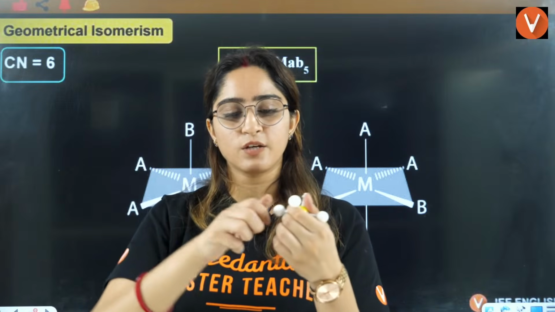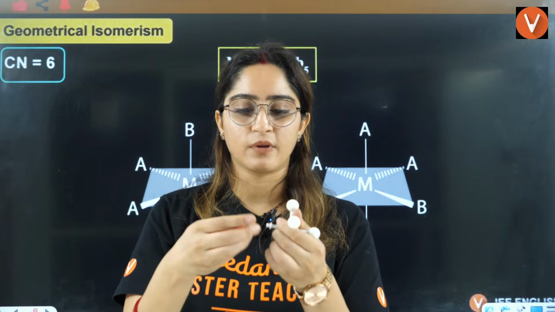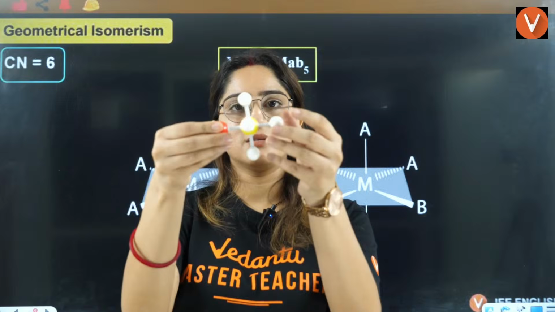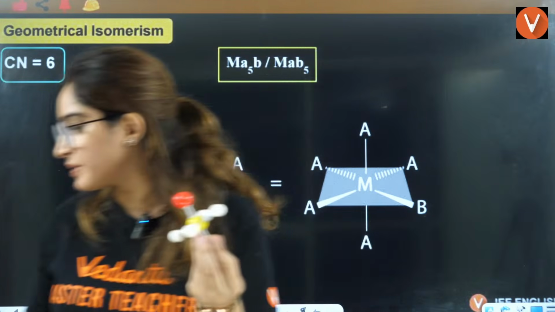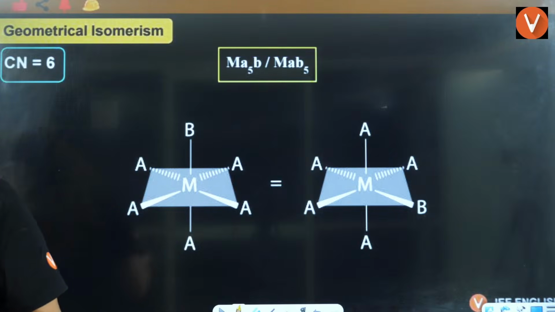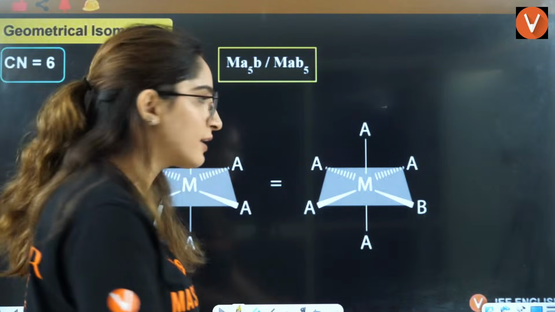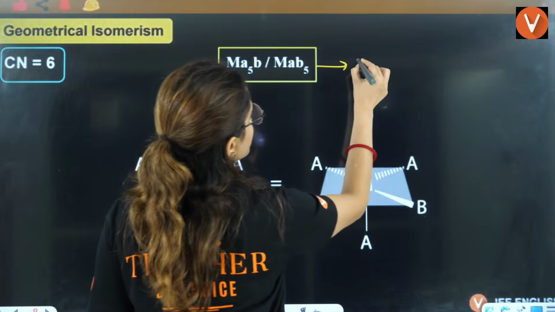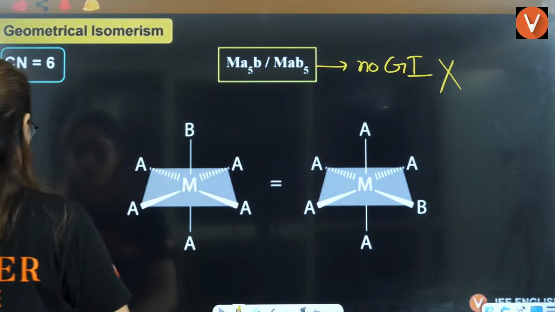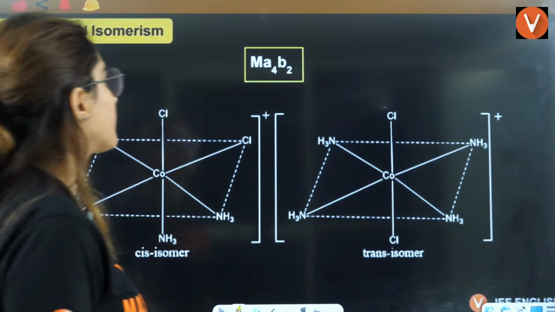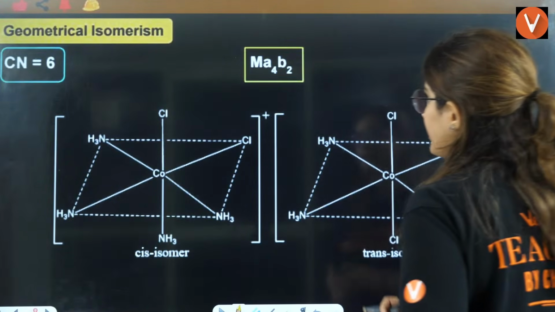Okay, ma'am, replace it with this one. Same thing. No change. So there is no possibility of cis and trans because you are getting the same thing again and again. So there is no GI. GI is not possible.